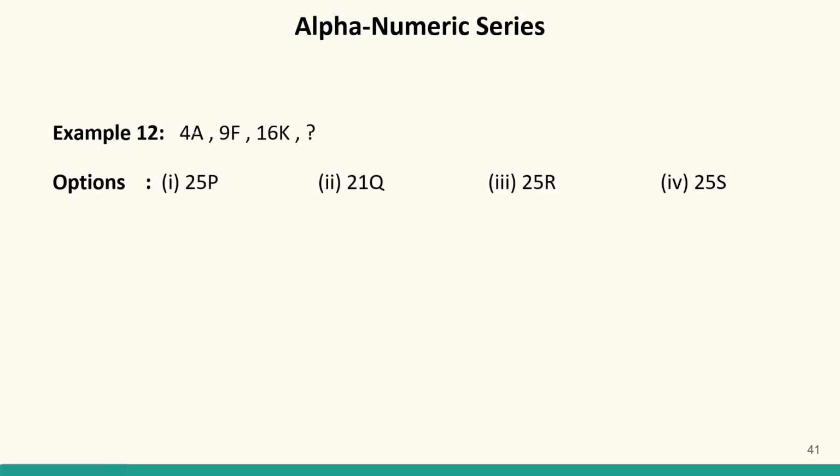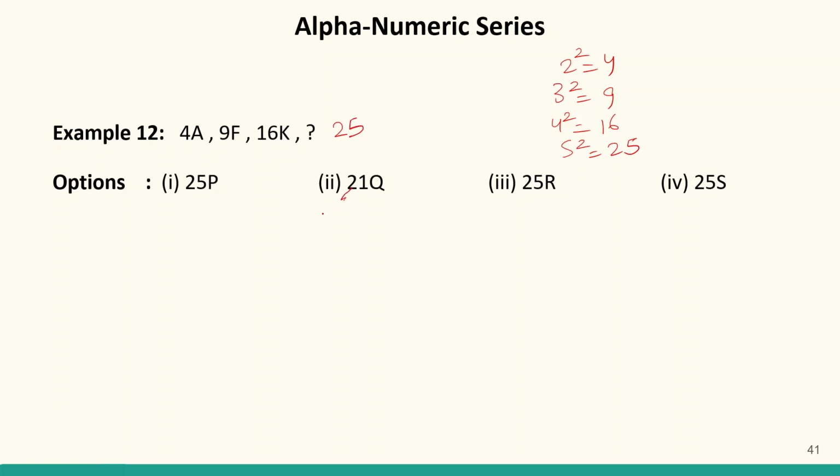Now let us look at this one. I can see a bigger jump here. When I look at the numbers, it is similar. 2 square is 4, 3 square is 9, 4 square is 16. So 5 square will be 25. So the number will be 25.